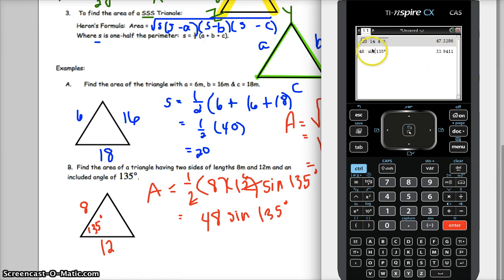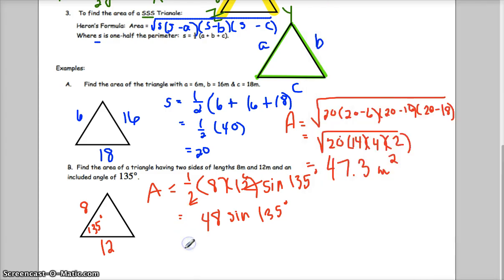Remember, I do not use the sine to the -1 button because I'm given the angle. We only use the inverse sine key when we're solving for an angle. So the area is equivalent to approximately 33.9 meters square. Thank you, and I hope this helps.